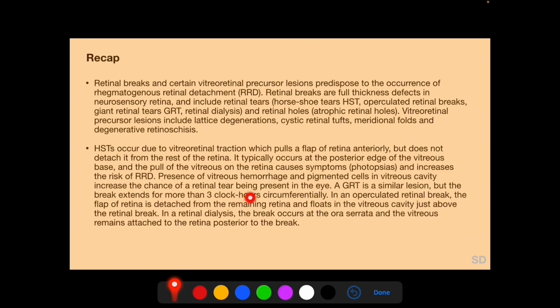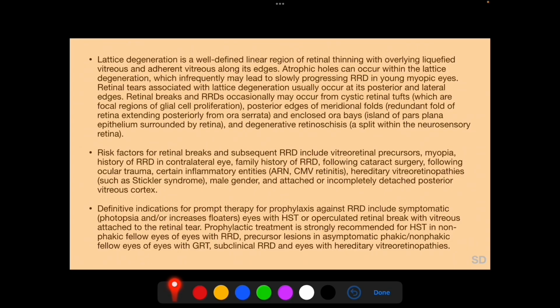A giant retinal tear is a similar lesion, but the break extends for more than 3 clock hours circumferentially. In an operculated retinal break, the flap of the retina is detached entirely from the remaining retina and floats in the vitreous cavity just above the retinal break. In a retinal dialysis, the break occurs at the ora serrata and the vitreous remains attached to the retina posterior to the break.